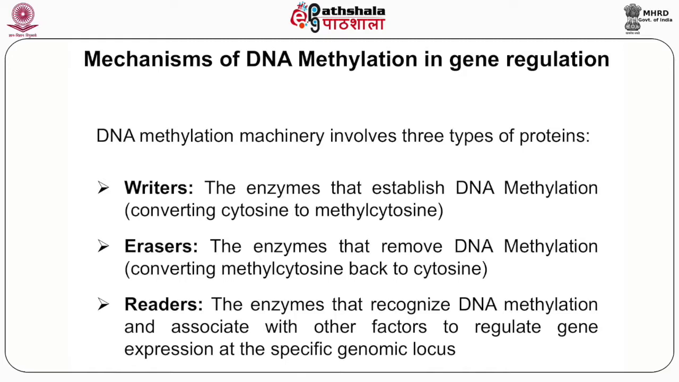First, writers. Writers are the enzymes that help to establish DNA methylation, converting cytosine to methylcytosine. Examples of writers are DNMT1, DNMT3A and DNMT3B. Now next is the erasers. Erasers are the class of enzymes that help to remove DNA methylation, basically converting methylcytosine back to cytosine.